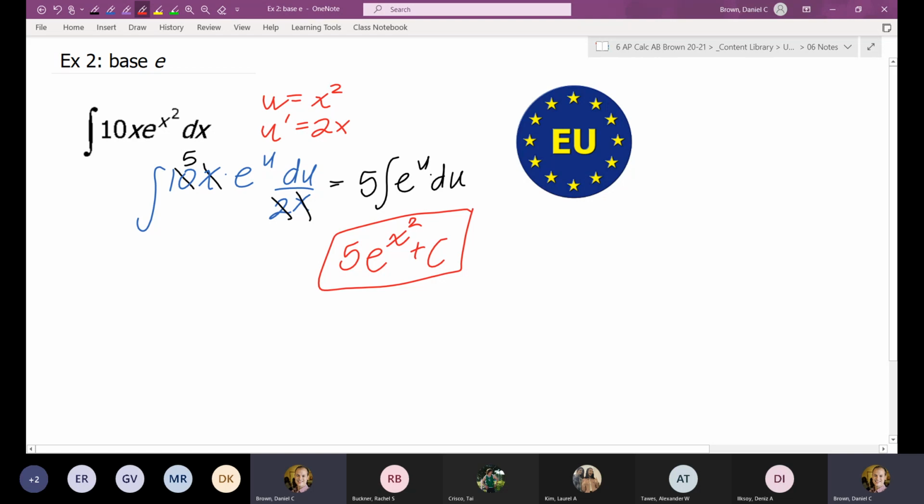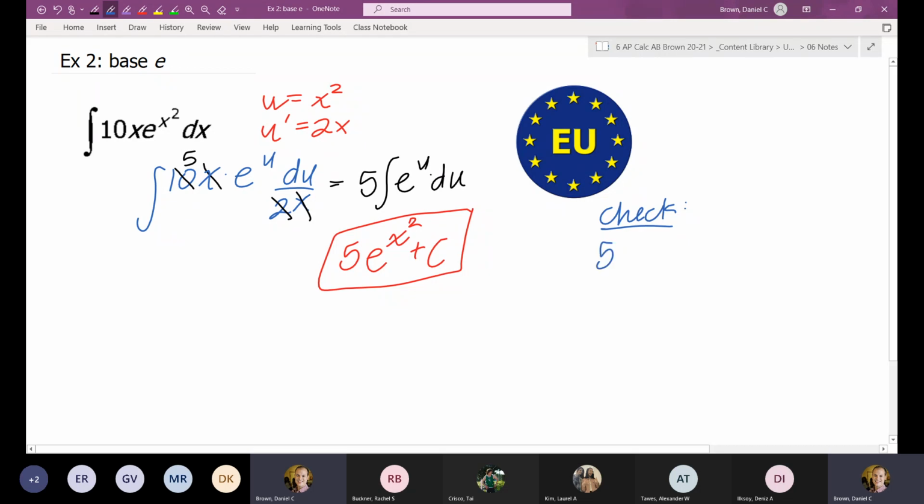I don't often go through and check my answers, especially for the ones that we're doing earlier this week and last week. Checking your answer for those quotients can just be more time than it's worth. The exponential ones are really nice because you can check your answer pretty easily. Remember to check your answer, just take the derivative of your antiderivative, and you should end up with the original problem. And this one does work out.